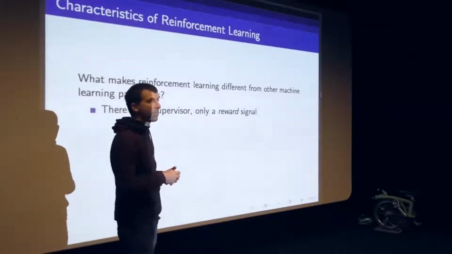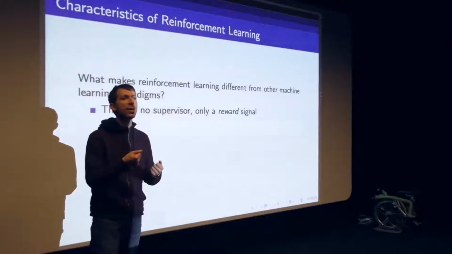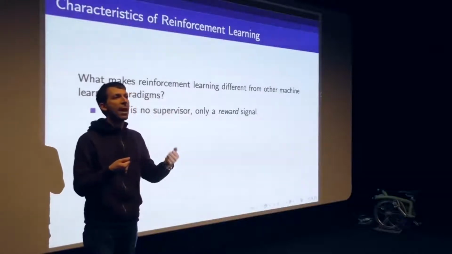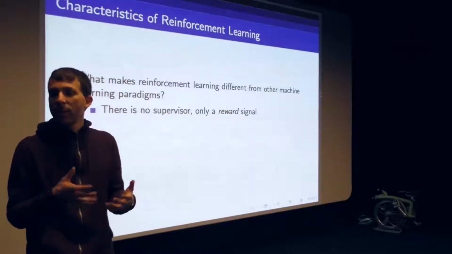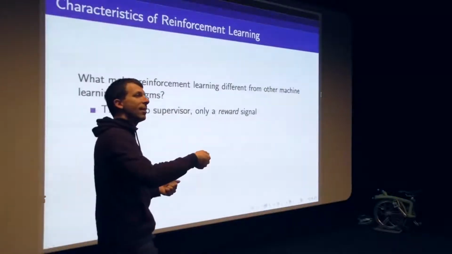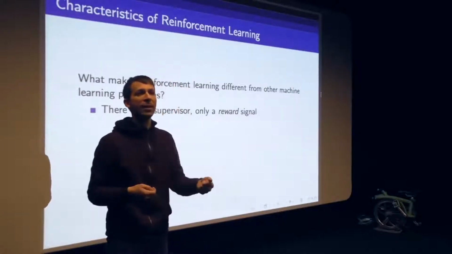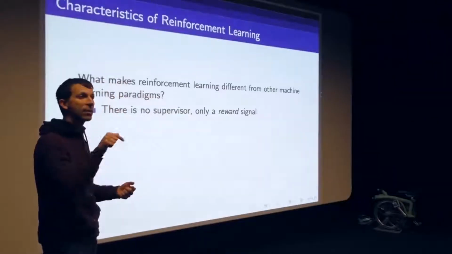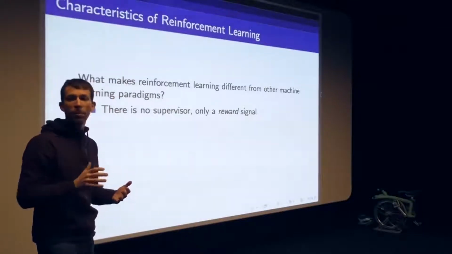The first one is maybe the most obvious, that there's no supervisor. When we do reinforcement learning, no one tells us the right action to take. Instead, it's a trial and error paradigm. There's just this reward signal saying, that was good, or that was bad, or that was worth 3 points, or that was worth minus 10 points. No one actually says that was the best action to take in this situation. So there's no supervisor.